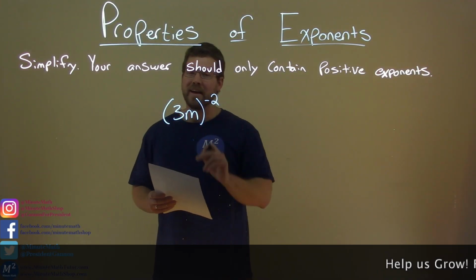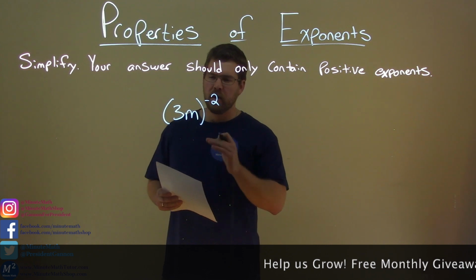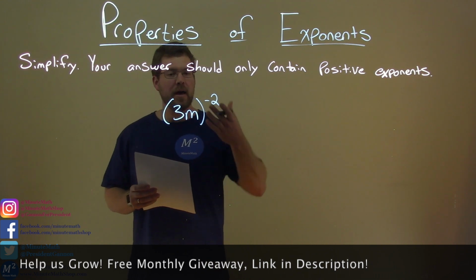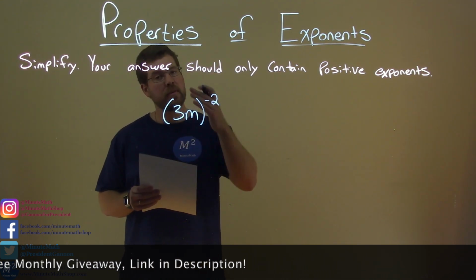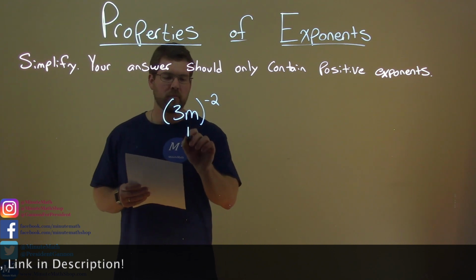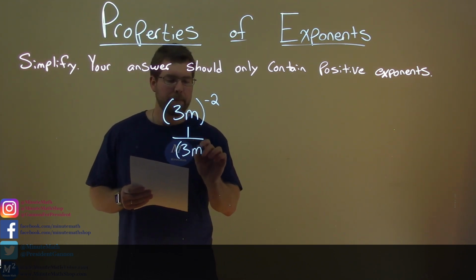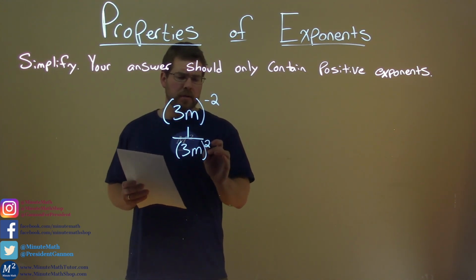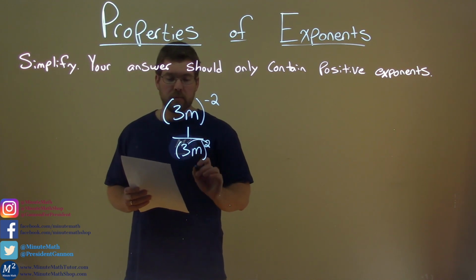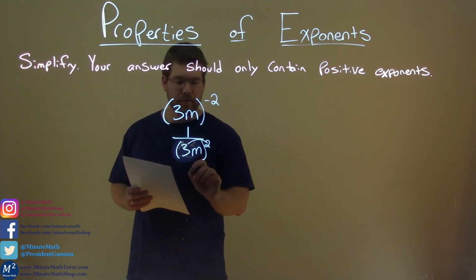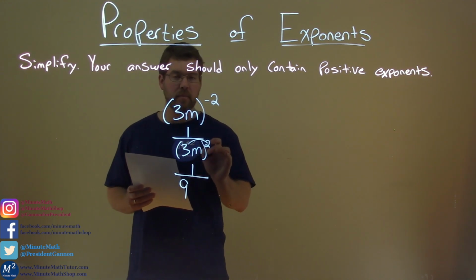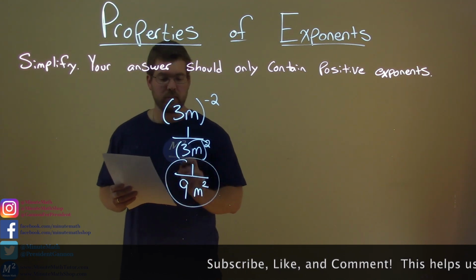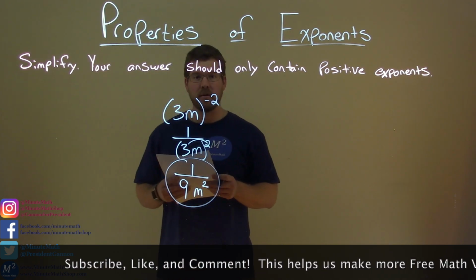3m all to the negative 2 power. Well, first thing I want to do here is this negative 2 power we know is the same thing as writing this as a fraction, with the 3m in the denominator and the positive 2 power. So we can rewrite this as 1 over 3m to the positive 2 power, and then we need to continue. Well, distribute the 2, or the squared, to both parts, right? 3 squared is 9, and m squared is just m squared. And so our answer here is fairly simple. It's 1 over 9m squared.